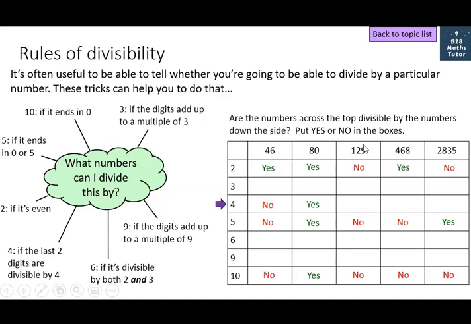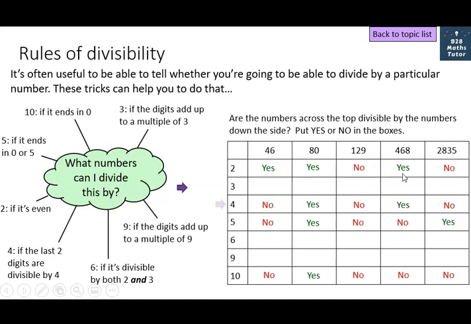129, there are no odd numbers in an even times table. So the 4 times table, the 6 times table, the 8 times table, the 2 times table, they only have even numbers in them, so that's a no. 468, you might have to do bus stop division here. 4s into 6 goes 1 remainder 2, 4s into 28 goes 7 with no remainder. So there are 117 4s in 468, so that's a yes. And finally 2835, it's an odd number, 4 will not go into any odd numbers.